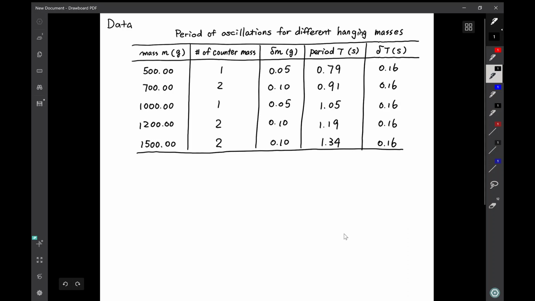Let's look at our previous example using the period of oscillations with different hanging masses to measure the spring constant. Suppose this is our raw data. You have different hanging masses from 500 grams to 1500 grams. The number of counter masses are different, which will affect the uncertainty on the mass, and we measure the period and its uncertainty. Let's see how we are going to analyze this data.